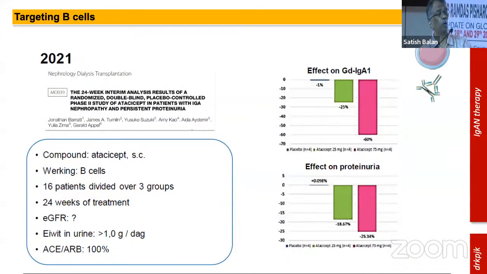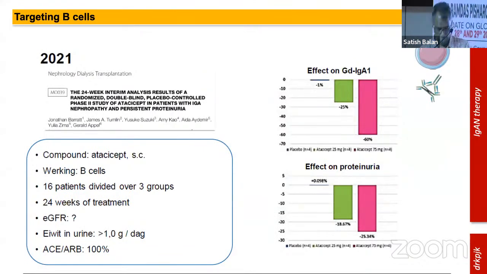There is another molecule called atacicept. It is a fusion protein. It will attack APRIL and BAFF. May be useful in case of IgA nephropathy. They have identified only the proteinuria, not the GFR. They have identified a reduction in proteinuria after 16 or 24 weeks. So again, that molecule may be good in IgA nephropathy.